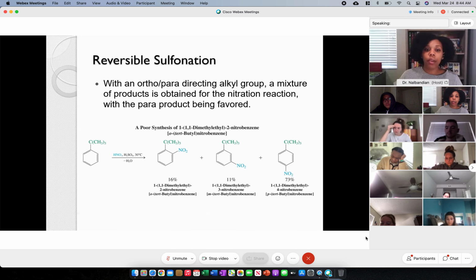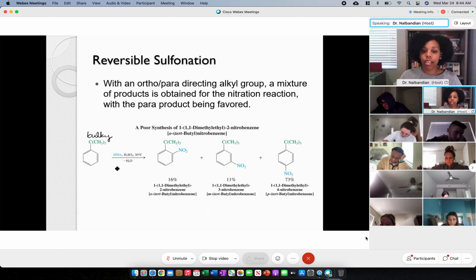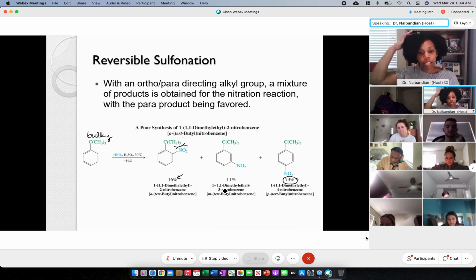All right, here we have this bulky t-butyl group, and we want to do a nitration with it. So let's look at the product mixture. Because this is bulky, obviously our major product is going to be 73% yield here, where we are making the para disubstituted product. Because we know this is bulky, there's going to be some steric hindrance here. So a really low yield for ortho, and we know meta is going to be minor. We know it's an ortho-para director, but since it's so bulky, it's going to direct into the para position.